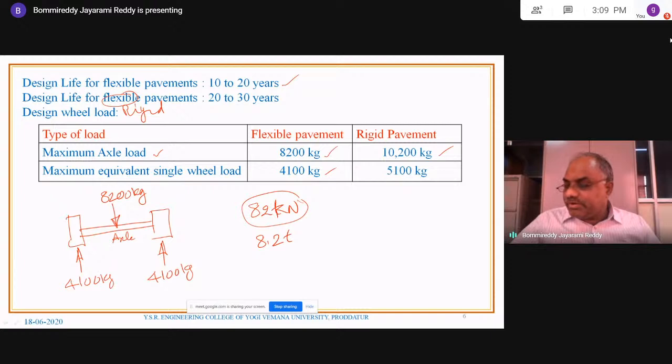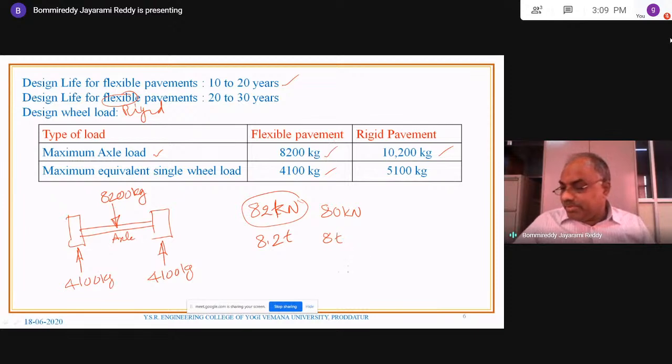Sometimes, for the sake of simplicity, we may consider it as 80 kilonewtons, or otherwise we may consider it as 8 tons. But the exact value is 8,200 kg. And these are the single axles.